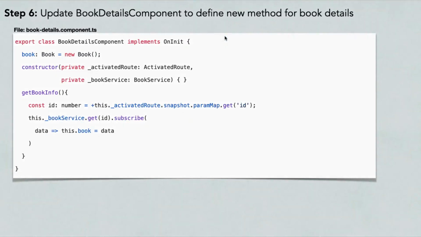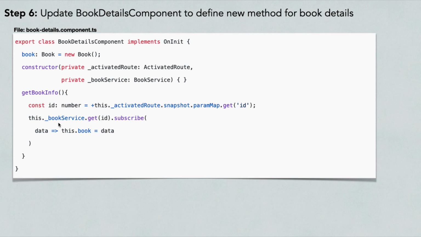So step 6 is to update the book details component to define a new method for book details. Within the bookdetails.component.ts file, we're going to create a new book object, and to the constructor we're going to inject the activated route and the book service, and then we're going to define a new method. Inside this method we're going to make use of the activated route to get the parameter. We're going to make use of the snapshot approach to get the parameter, and the parameter will return a string, and we make use of the plus operator to convert it into an integer.